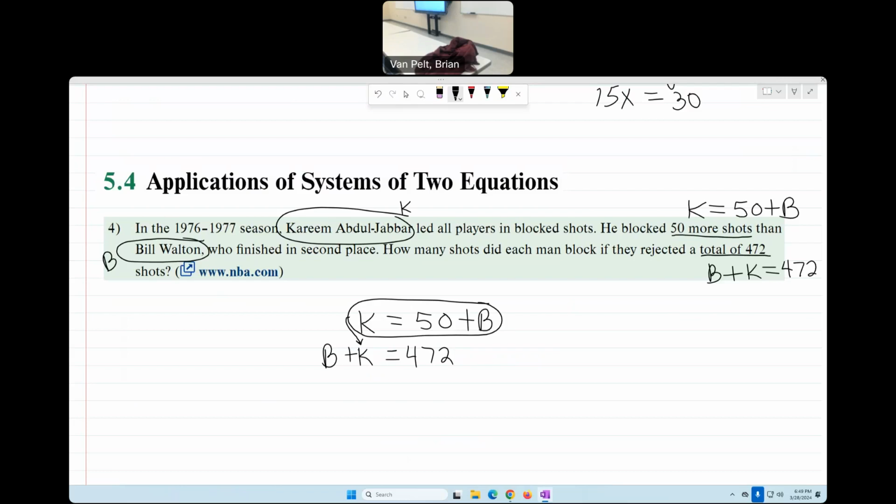All right, so this next equation is going to look like this. When I replace k with that expression, it's going to be b plus 50 plus b. See where k was? What has it done for us? One variable now, or one unknown quantity. This becomes 2b plus 50 equals 472.